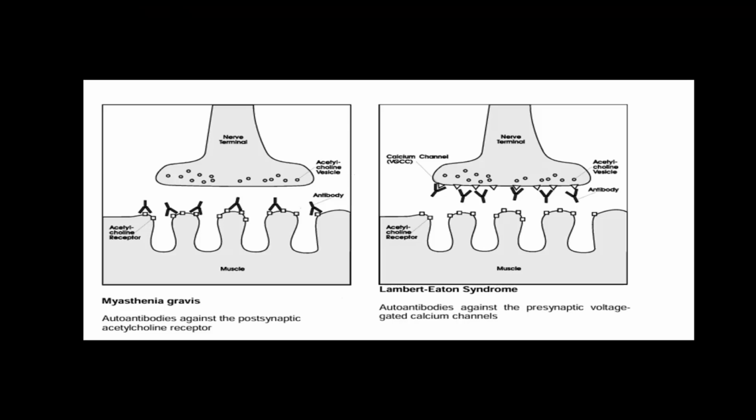This slide is just to show the difference between myasthenia gravis and Lambert-Eaton myasthenic syndrome. The first picture clearly shows that it is a postsynaptic disorder, and the second one shows Lambert-Eaton syndrome, where the antibodies are affecting the presynaptic area.